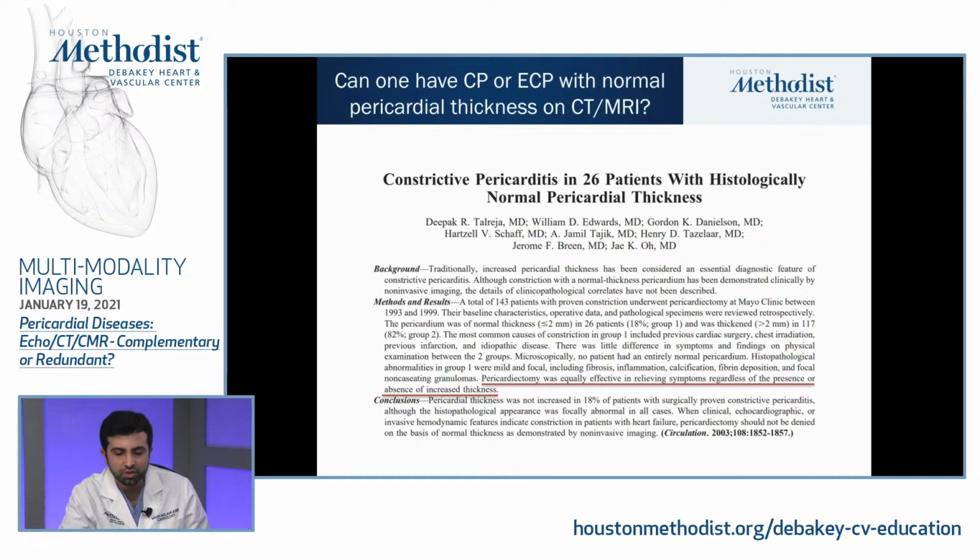Now, can you have constriction with a normal pericardial thickness? And the answer is yes. The recent study, well, it's not recent, from 2003, another series from Mayo, showed that about 18% of patients with features of a constriction on hemodynamics and echo had normal pericardial thickness on CT or at surgery. So don't exclude it based on CT findings, for example, and echo has to come first in evaluating these patients. And critically, treating them surgically with pericardiectomy was equally effective, whether they had an increased thickness or not.